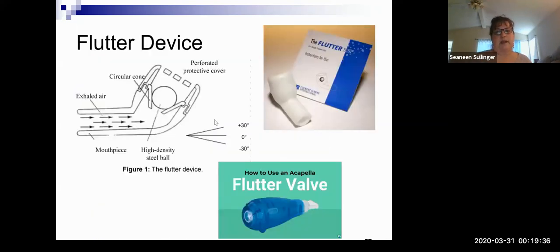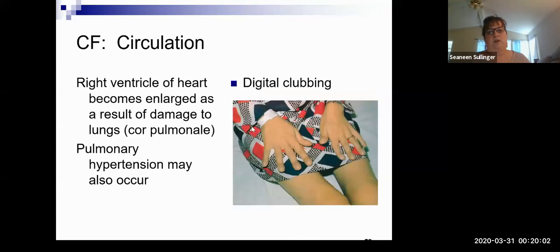So here's examples. This is the flutter device. This is what it looks like on the inside, and the mouthpiece, and then the flutter device. That's what a cappella device looks like. And so it's positive pressure, but also kind of like an oscillator as well, to kind of help break up the mucus.